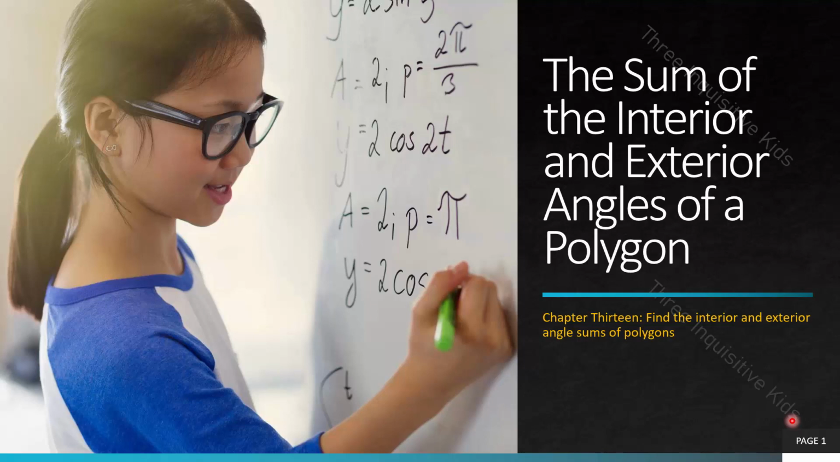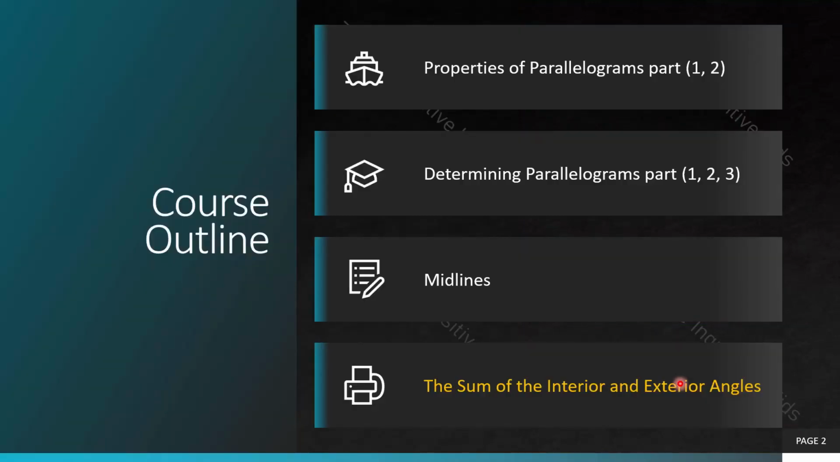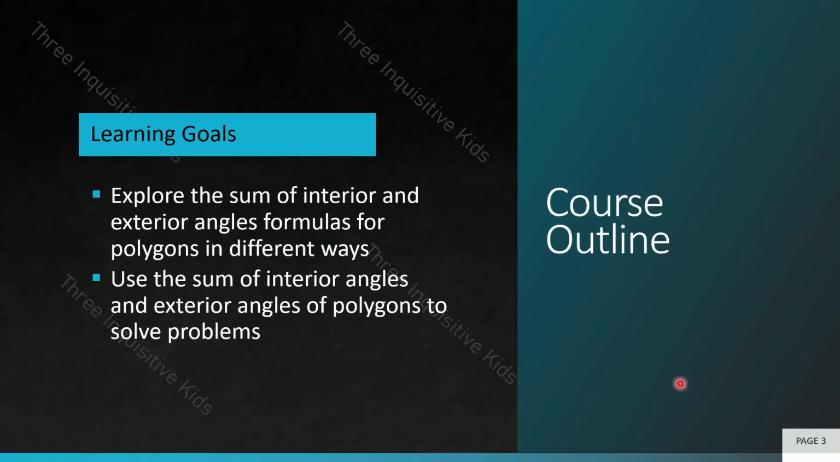So this is the final lesson of 8th grade math, and it is also the final lesson of chapter 13. In this lesson, we will be finding the interior and exterior angle sums of polygons. Continuing our chapter all about geometry, we already went over the properties of parallelograms, determining parallelograms, midlines, and now we're going to get on to our final lesson, the sum of the interior and exterior angles of a polygon, which you can also say as interior and exterior angle sums.